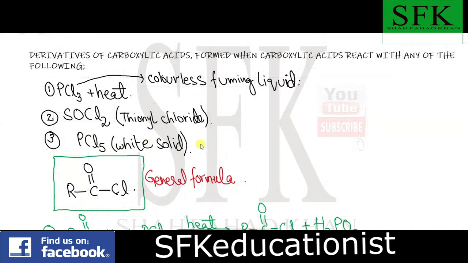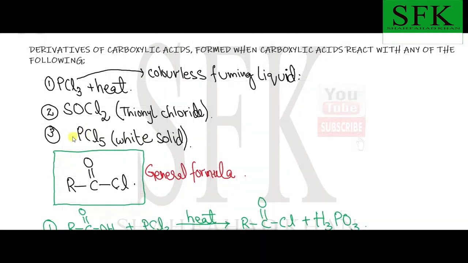PCl5 is a white solid at room temperature. It can also react with carboxylic acids to produce acyl chloride as the major product. Okay, and it also doesn't require heating.